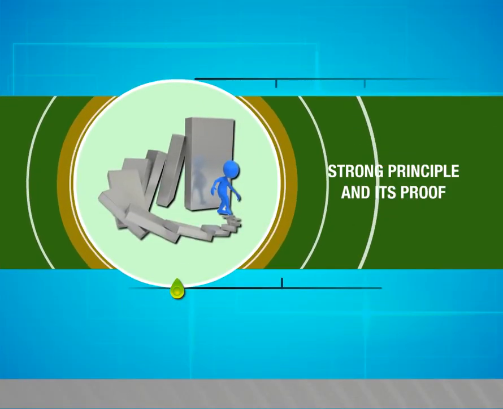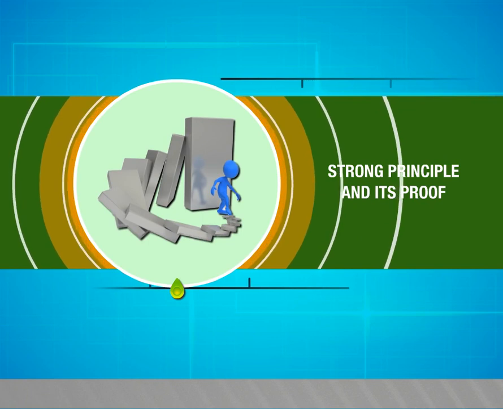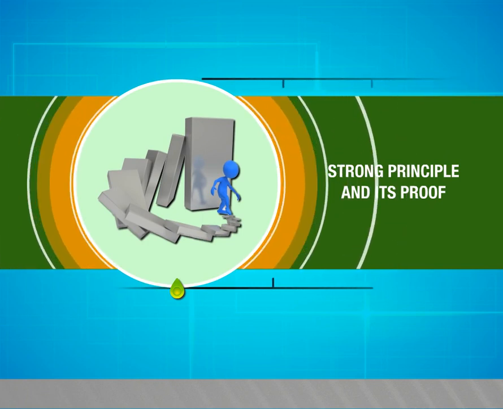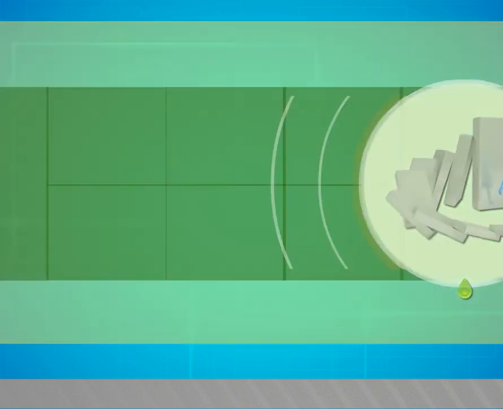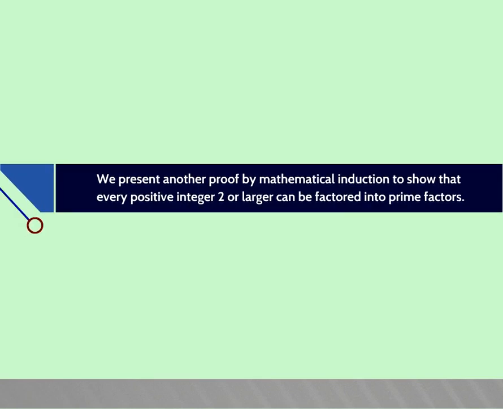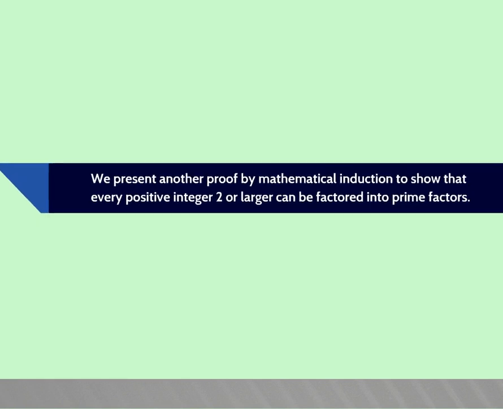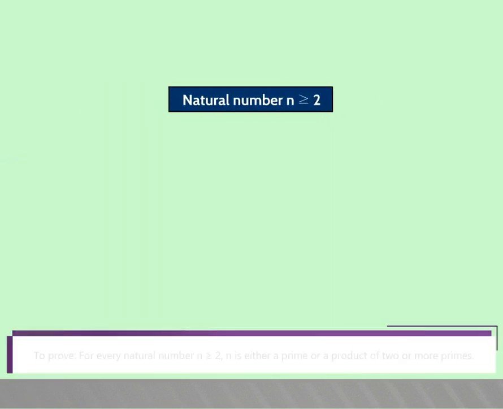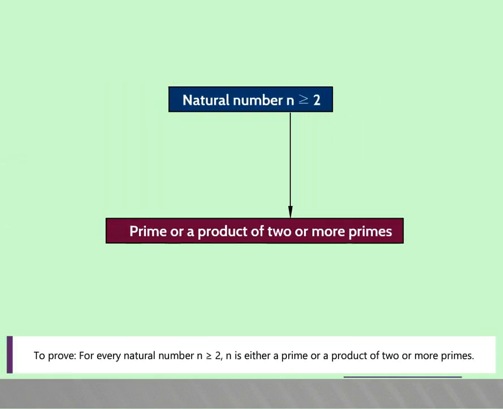Strong principle and its proof. In this video, we are going to see about strong principle and its proof. We present another proof by mathematical induction to show that every positive integer 2 or larger can be factored into prime factors. To prove for every natural number n greater than or equal to 2, n is either a prime or a product of two or more primes.